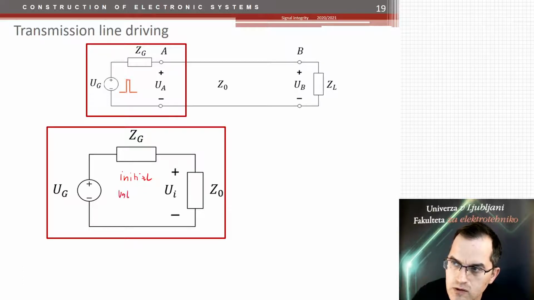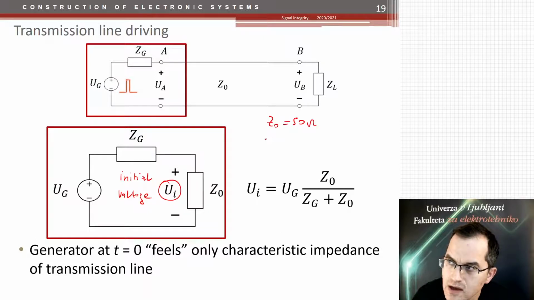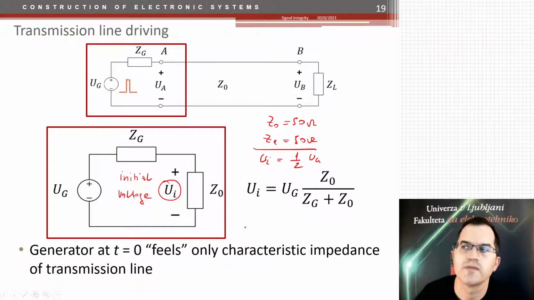Initial voltage, V initial. This voltage is calculated as a voltage divider between the generator's source impedance and the characteristic impedance of the transmission line, which in our case, we have Z0 of 50 ohms and the generator impedance also 50 ohms, that means that the initial voltage is 1/2 of the generator voltage.